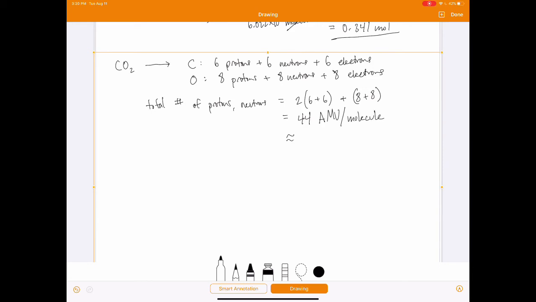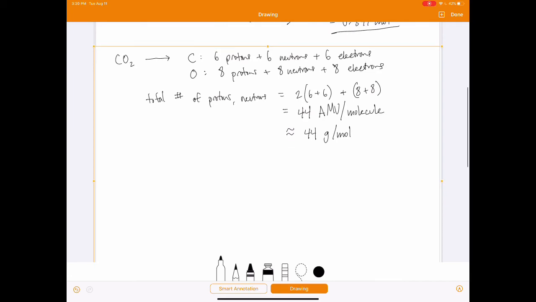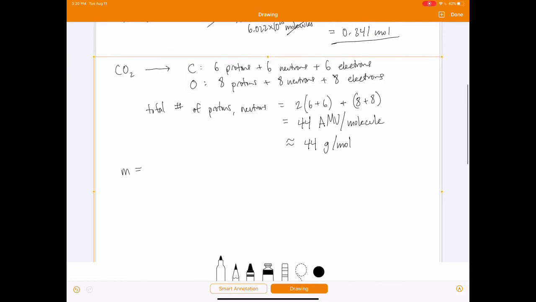But we also saw earlier that the number of AMU in every molecule is approximately equal to the number of grams in every mole of the substance. So that means we have about 44 grams per mole if we're dealing with CO2. So the mass of the CO2 in this container, here, let's start with this.